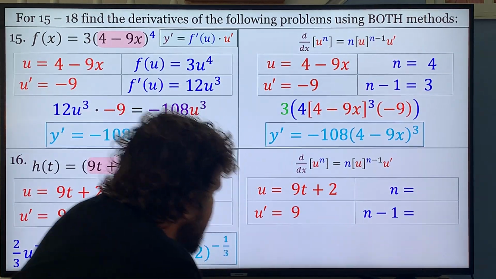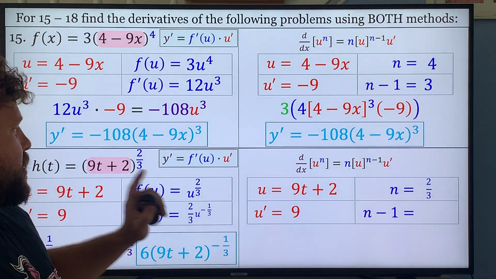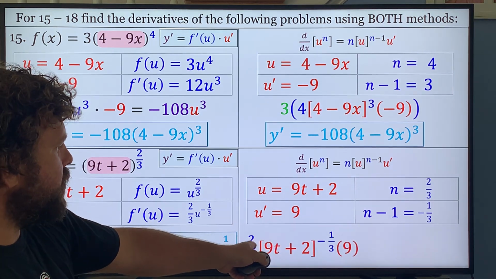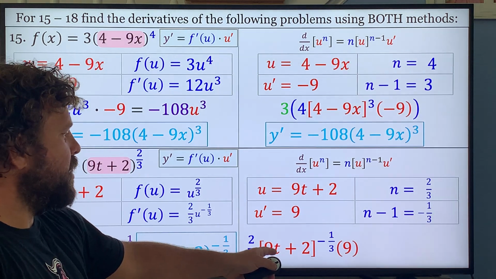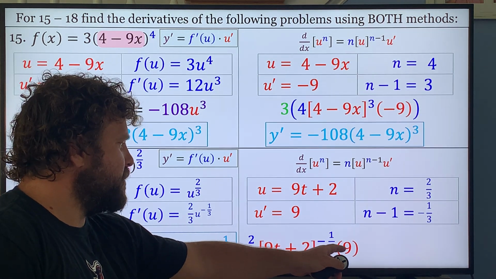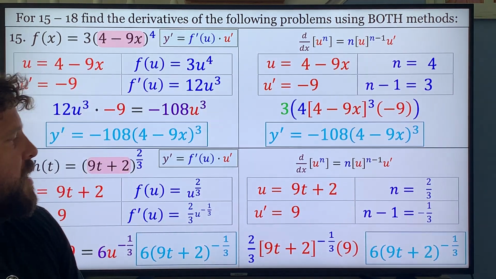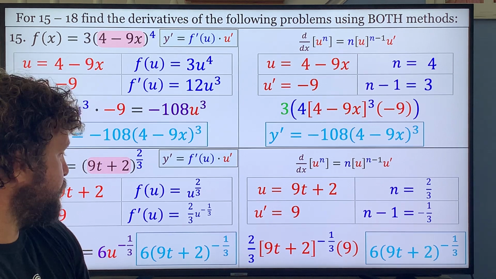Right here. U and u prime the same. 9t plus 2 and 9. N, 2/3, and minus 1 is negative 1/3. All right. 2/3, there's nothing in front. So this is an easy method to use. 9t plus 2 to the negative 1/3 times 9. 2/3 of 9, we said, was 18 divided by 3, which is 6, times 9t plus 2 to the negative 1/3. All right.